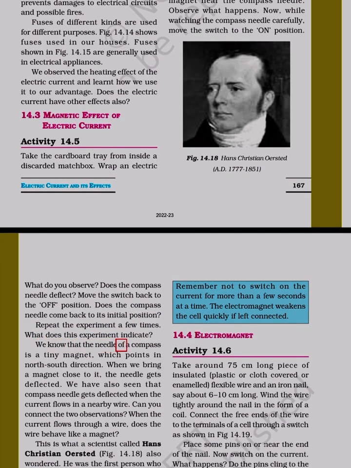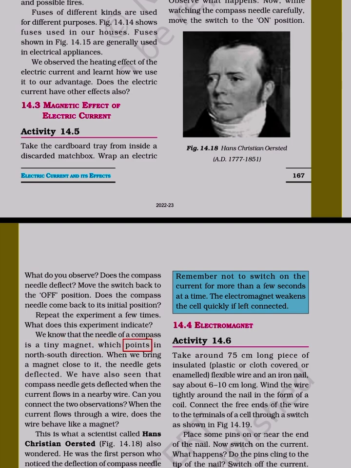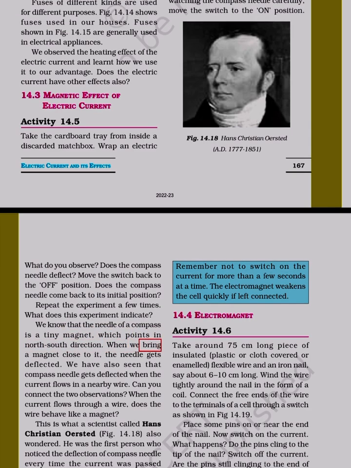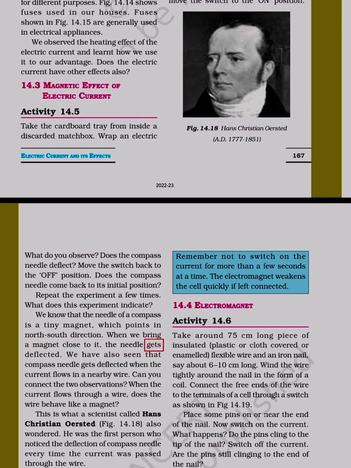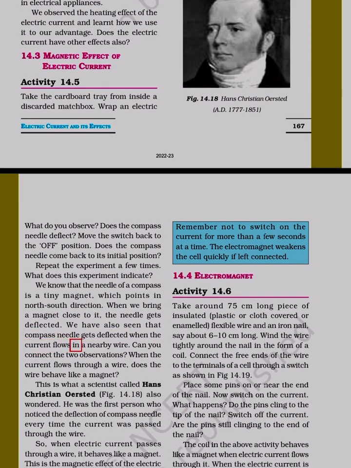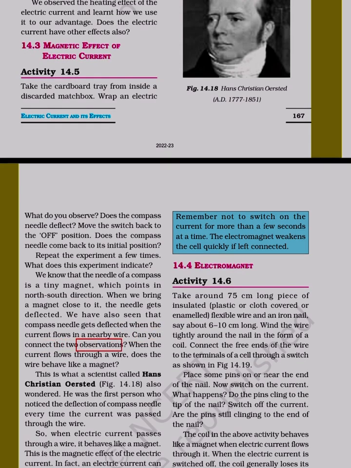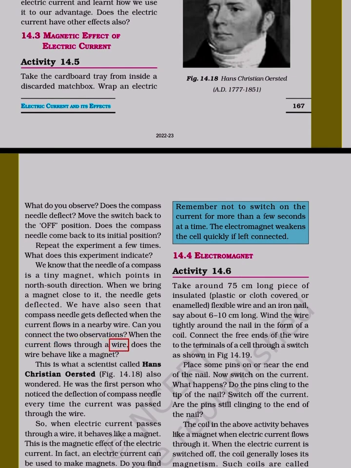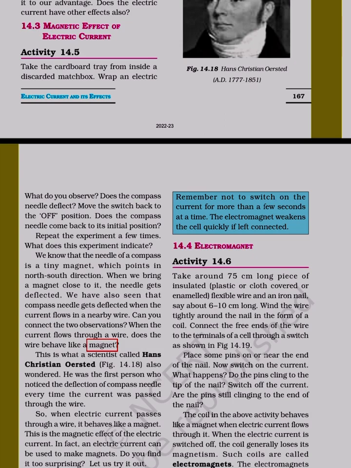We know that the needle of a compass is a tiny magnet, which points in north-south direction. When we bring a magnet close to it, the needle gets deflected. We have also seen that compass needle gets deflected when the current flows in a nearby wire. Can you connect the two observations? When the current flows through a wire, does the wire behave like a magnet?